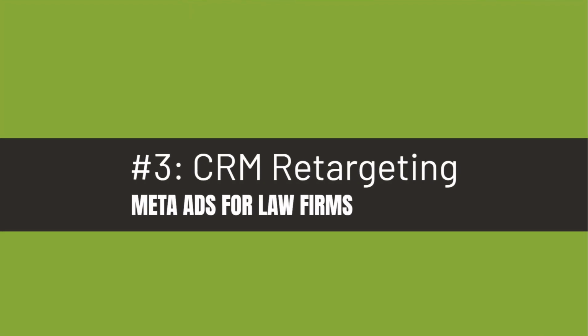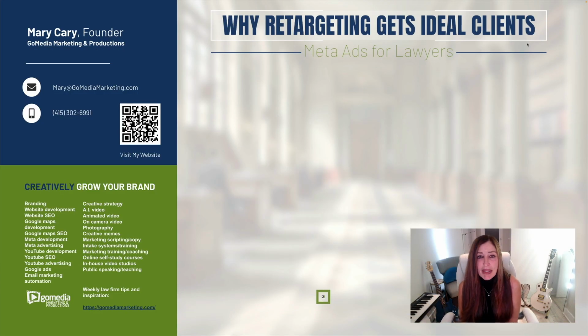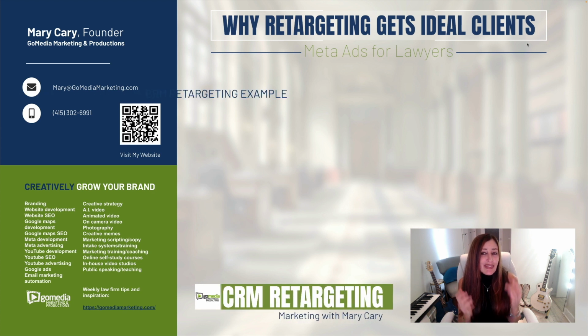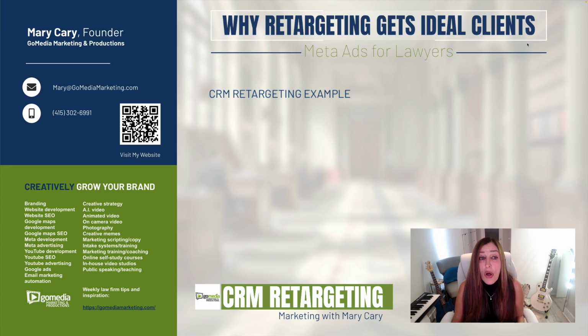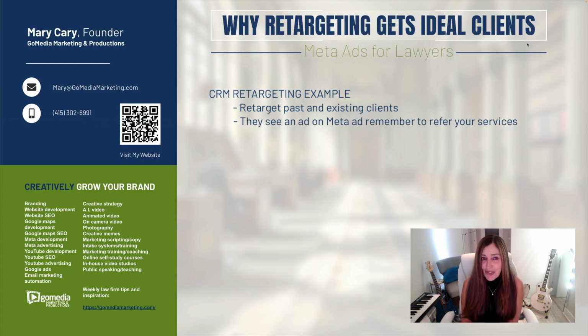Example 3, CRM retargeting. Another way to address retargeting is to download email addresses that you've collected. Maybe you use Salesforce or MailChimp or some other case management software. In this case, you can upload all of these email addresses to the Meta Ads Manager and retarget these same people. But you might be thinking to yourself, most of these people are already in our CRM and they probably are existing clients or former clients. But that's okay. These people are here to refer your services to their circle of people.